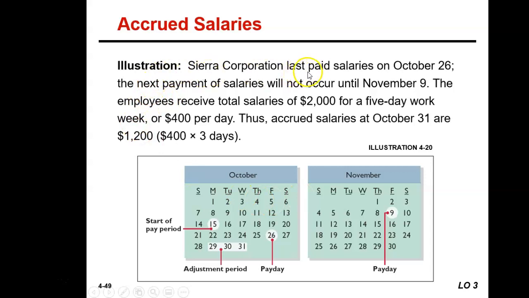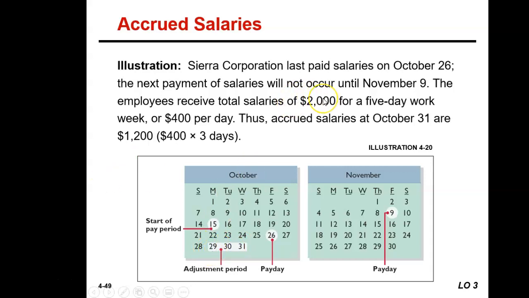Sierra Corporation last paid salaries on October 26th. The next payment of salaries will not occur until November the 9th. The employees received total salaries of $2,000 for a 5-day work week, or $400 per day. So notice that they were last paid on October 26th. We don't count the weekend. We owe them for Monday the 29th, the 30th, and the 31st. So we owe them for 3 days.